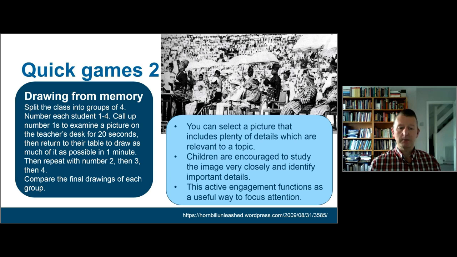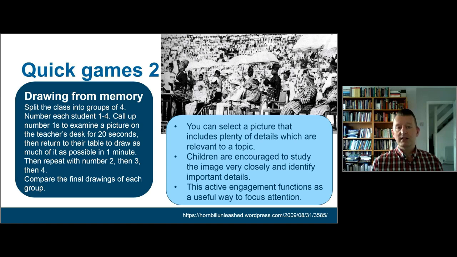They go back to their table. The other children watch them while they draw as much as they can remember in a minute, and then you get the number 2s up to do the same thing, then the 3s, then the 4s, and when each person has had a go at completing their composite picture on their table, then you can compare the final drawings.